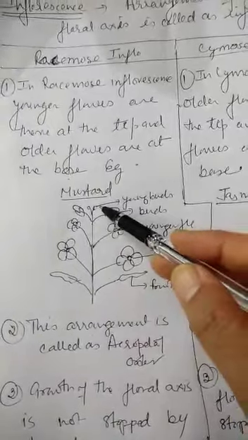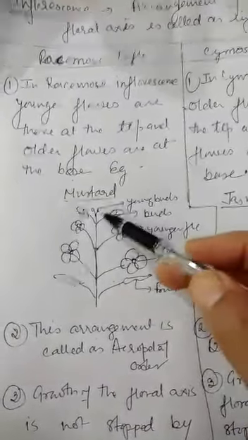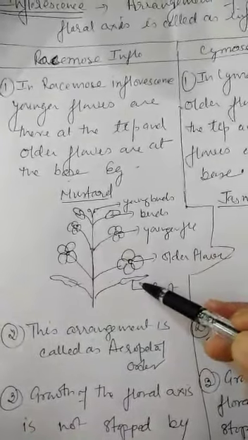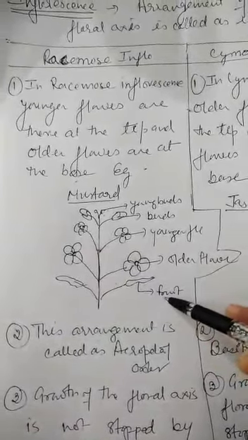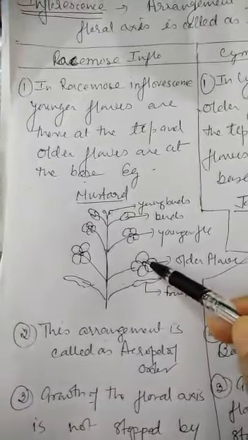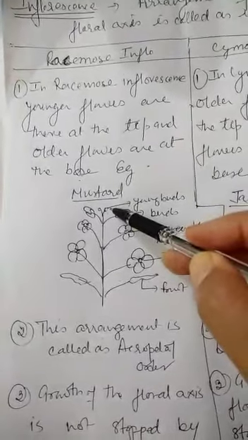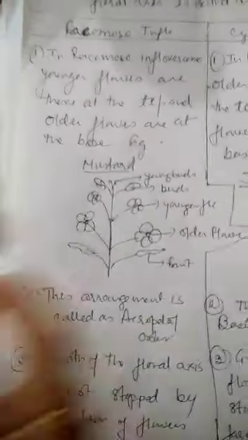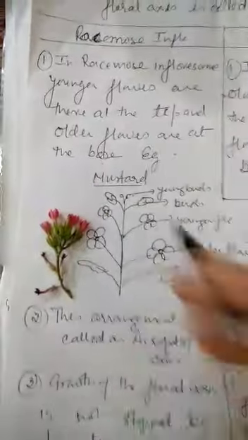Here you can see the younger ones as they are there in the bud condition, and these are the older, and this oldest flower has now converted into the fruit. So you can see the older flowers are there at the base and younger flowers are there at the tip. This type of arrangement is called racemose inflorescence. Now this is the real example.